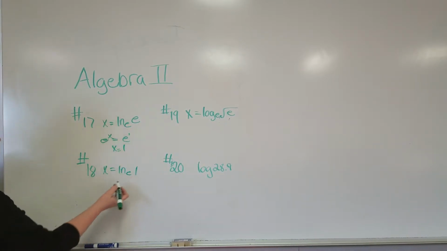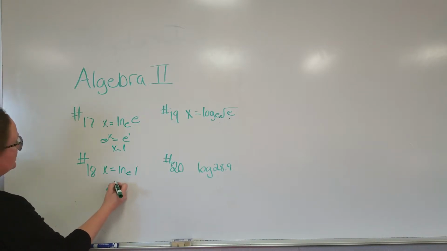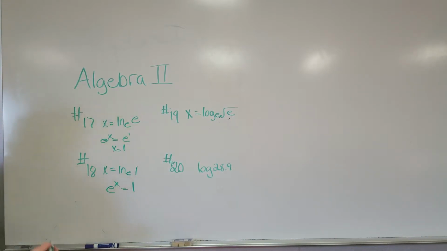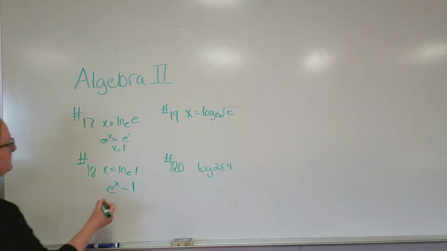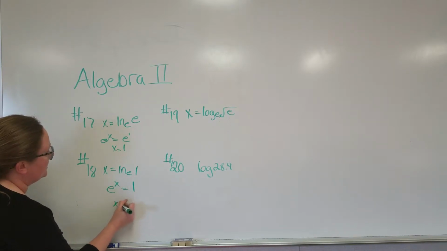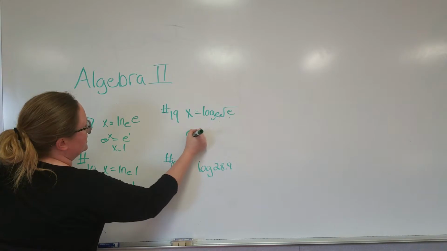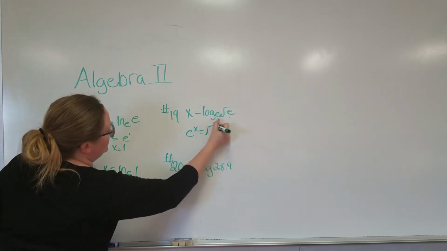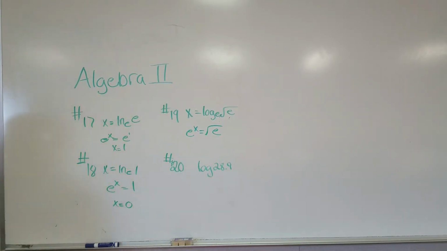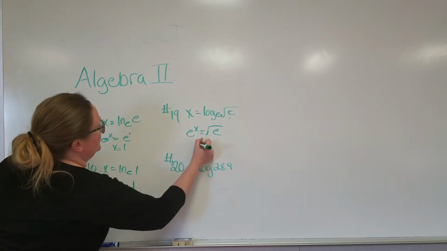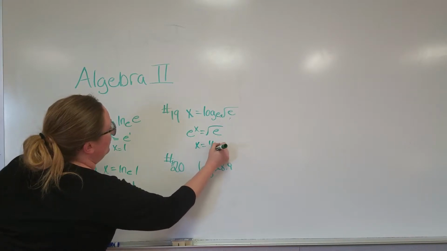Same thing here. e is the base, x is the exponent, 1 is the answer. So e to the power of what equals 1? Well, anything to the power of 0 equals 1, right? So in this case, x equals 0. And same thing here. This is going to say e to the power of what equals square root of e. Remember, the fraction 1/2 is the square root. So x equals 1/2.